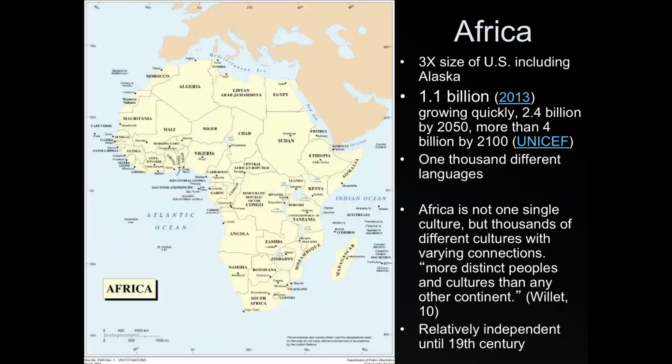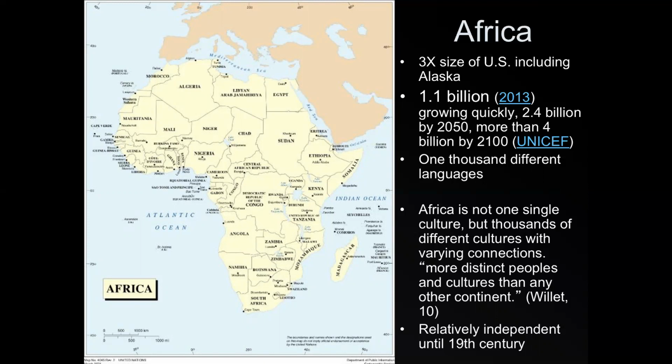So when you look at a map of Africa, you're seeing a bunch of country names, but most of these countries don't represent the ethnicities of the people that live in it. So it's not like what you would see in Europe, where if you go to Poland, there's going to be a whole lot of Polish people. Instead, these names are going to be the legacy of colonialism. So Africa is about 3 times the size of the US, including Alaska. So huge, in other words.